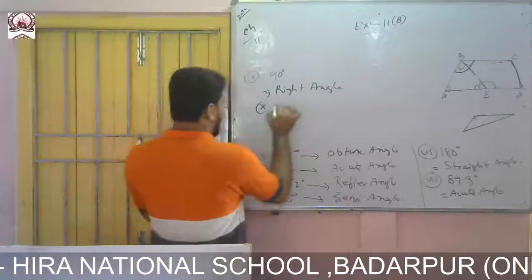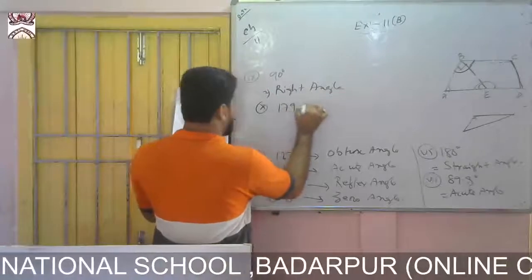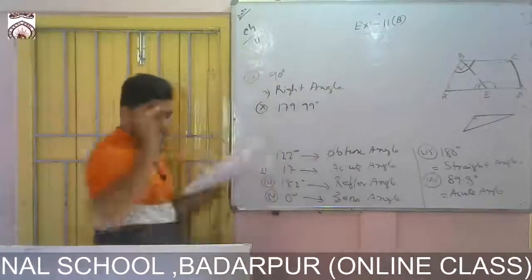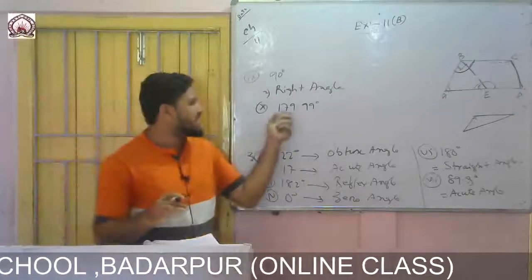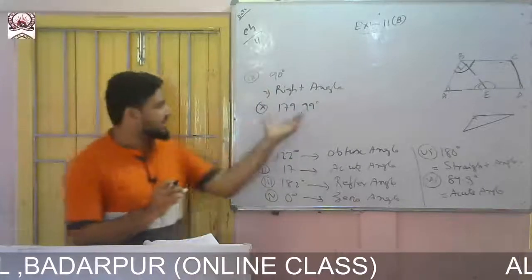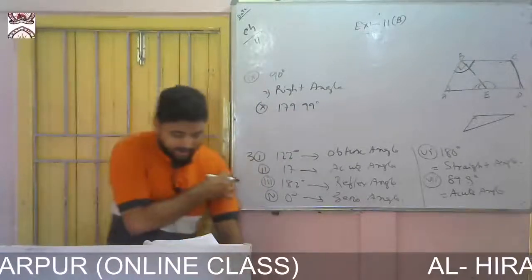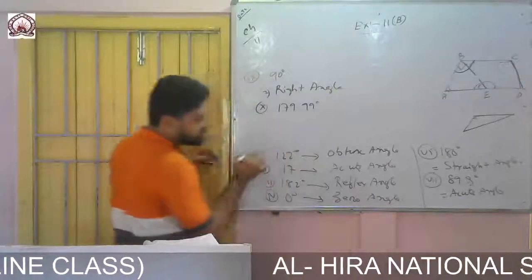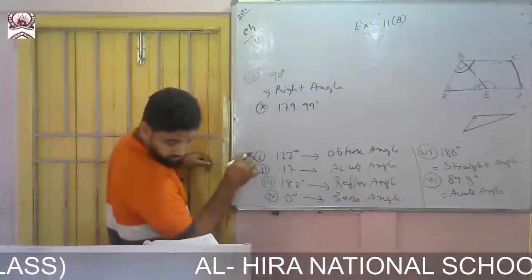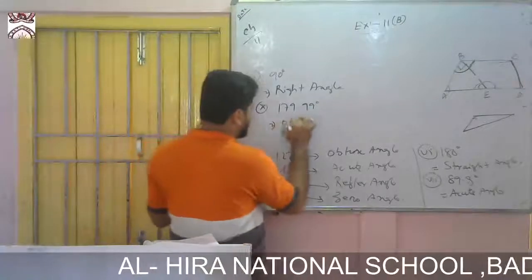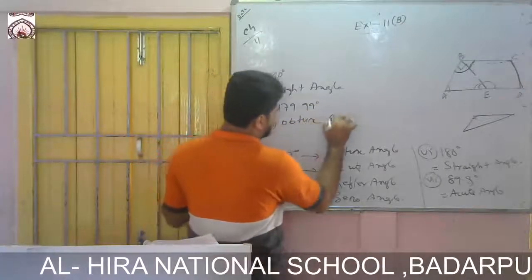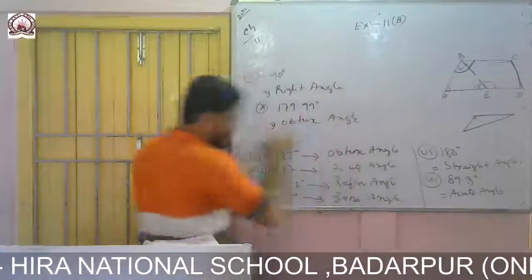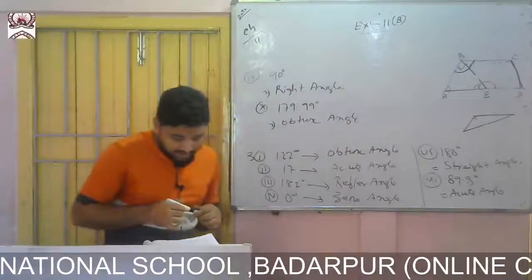Now come to 10: 179.99 degrees. It is less than 180 degrees, so it is an obtuse angle.